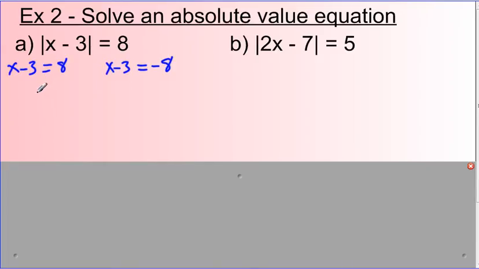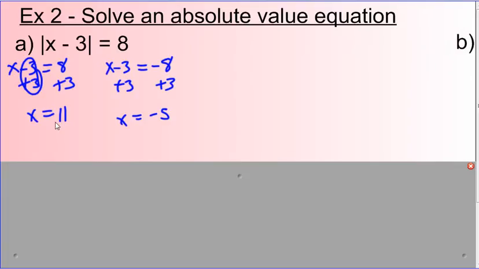I'm going to solve them each independently. So on this side, I'd add 3, x equals, these cancel, 8 plus 3 is 11. On this side, if I add 3, x equals a negative 5. Now, I'm saying that both of these are possible answers. I want to check this. So I'm going to do some work over here underneath letter B. This is not letter B. In fact, I'll move B out of the way for right now. I want to show you that both of these are solutions to that problem.